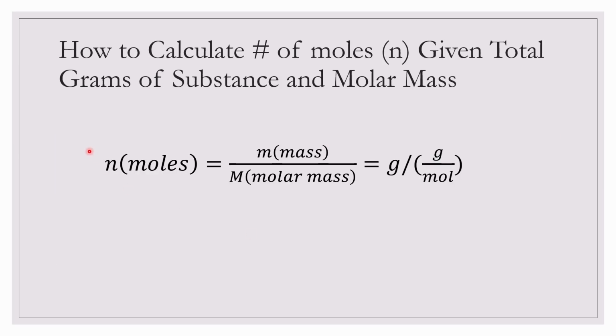Another key formula we need to know is how to calculate the number of moles, n, given total grams of a substance and molar mass. So moles, which is represented with the letter n, is equal to mass, which is the lowercase m, divided by molar mass, which is the capital M here. And the units for this come out to be grams divided by grams per mole, and this shortens to moles, so we can verify that that is correct.